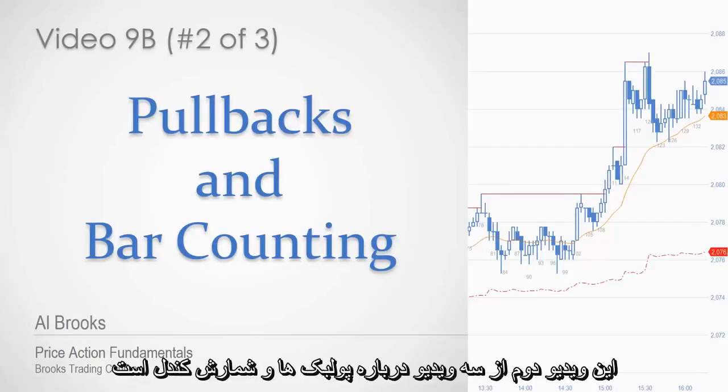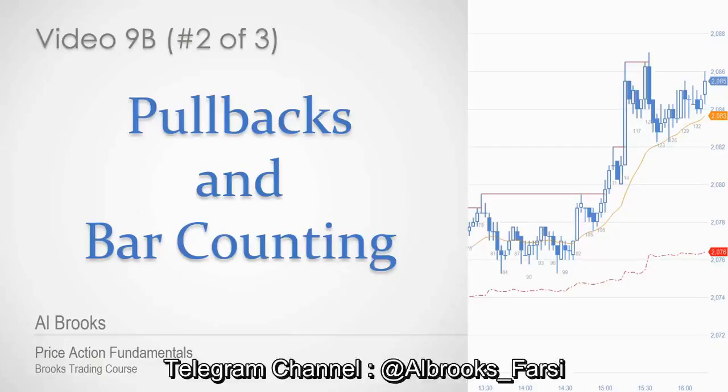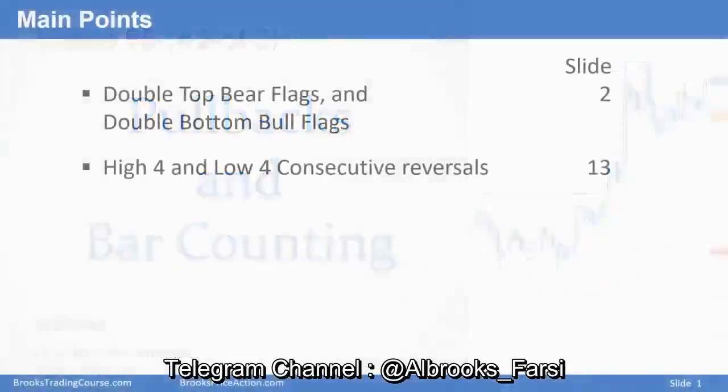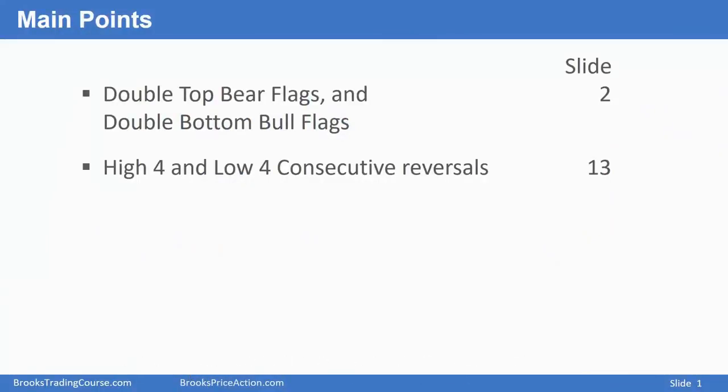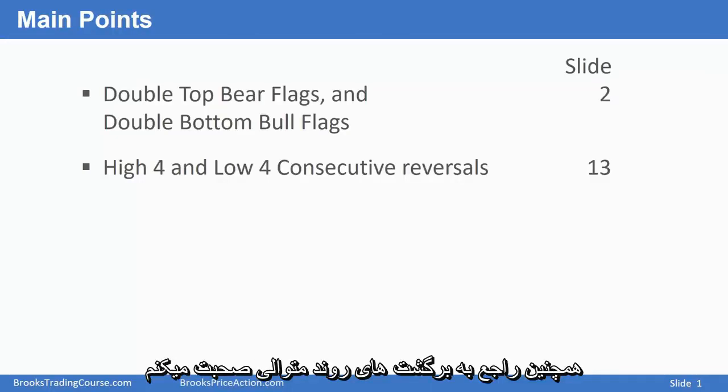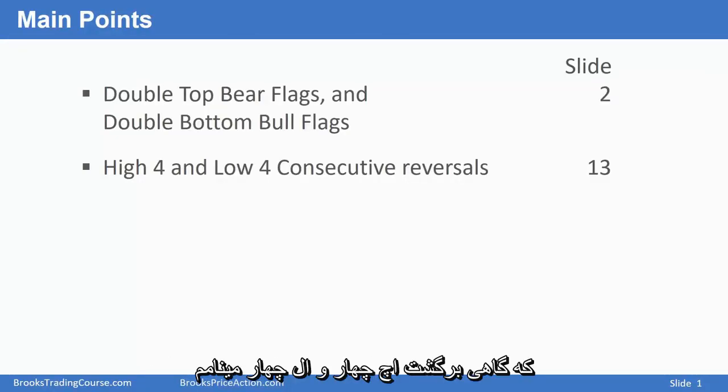This is the second of 3 videos on pullbacks and bar counting. In this video, I'm going to be talking about double top bear flags and double bottom bull flags. I will also talk about consecutive reversals, which I sometimes call high 4 and low 4 reversals.